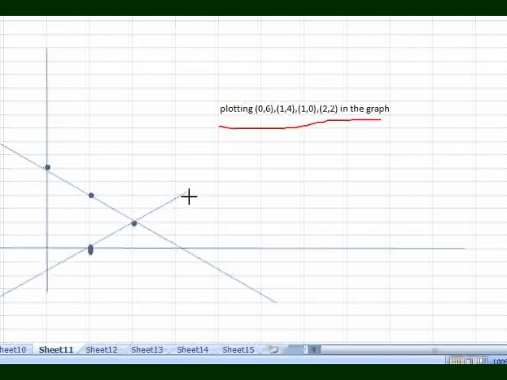So join these coordinates to make a straight line. Okay, so we find that these two lines will intersect at a particular point, and this point is 2, 2. Okay, so 2, 2 will be the intersecting point.